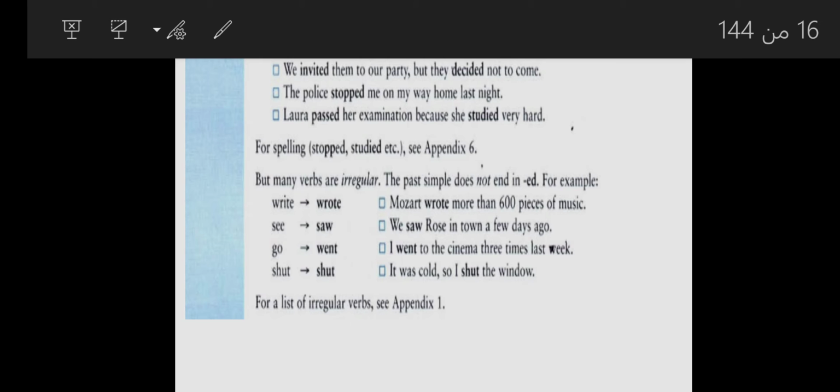Mozart wrote more than 600 pieces of music. Mozart lived in the past. So when he wrote in the past, we must use past simple, finished action. So we use past simple. So we write: Mozart wrote more than 600 pieces of music.